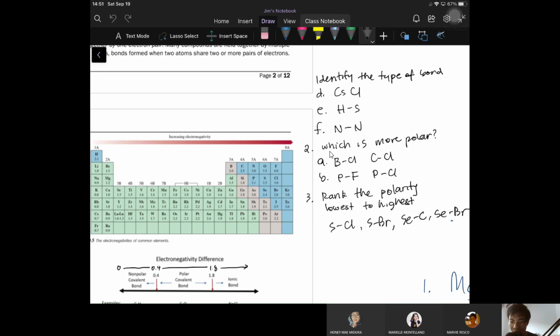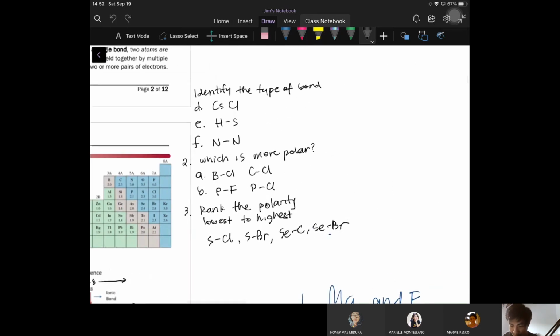Number 2, which is more polar? It's either BCl or CCl. Paano mo malalaman kung mas polar yan? Pag mataas yung difference. Basta mas malaki yung difference, mas polar yan. Then number 3, ira-rank nyo sila. Kunin nyo yung differences ng apat na atoms na yan. Then rank them from lowest to highest. Okay, so ganun lang. By the way, dagdagan natin tong number 2, indicate the charges.